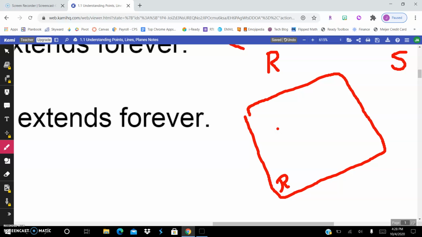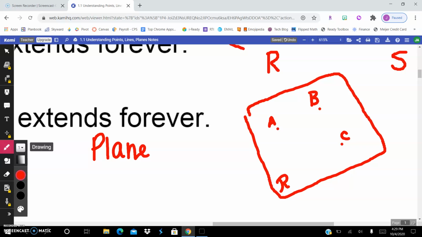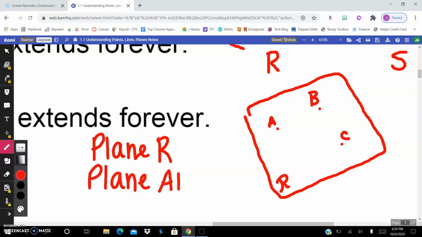And if this had 3 points in it and they were called A, B, and C, we could do one of 2 things. We could call this plane R, or we could call it plane ABC because it contains those 3 points.